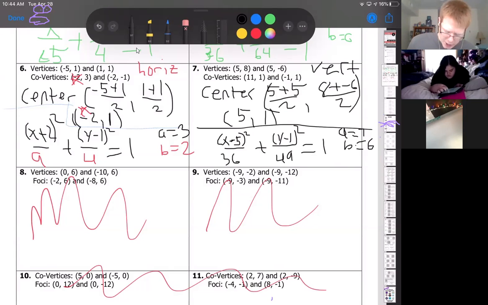So that's kind of the idea. You use your center to get the top part of your equation. And then you use your vertices to get your a value, your covertices to get your b value, which then you use to get your denominator. But the key idea is just remember, if it's a horizontal ellipse, you better have a bigger denominator underneath your x part. If it's a vertical ellipse, you better have a bigger denominator underneath your y part. Okay, so that's the key idea I'd say with these.